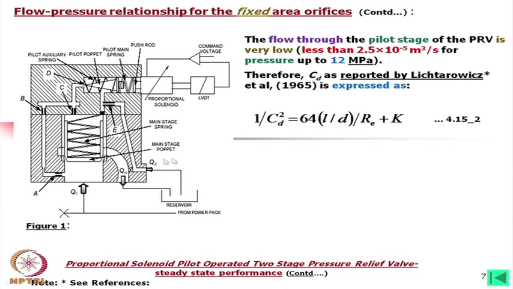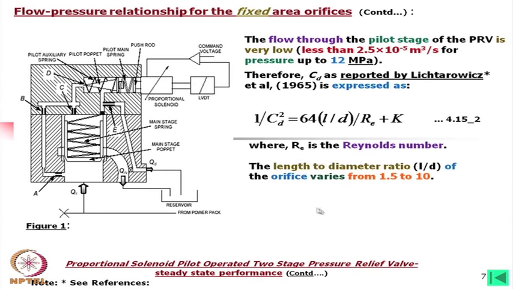L is the length of the orifice, and D is the diameter of the orifice. This is in the range of 0.5 millimeter or even less. RE is the Reynolds number, which we have already known. L by D of the orifice varies from 1.5 to 10. Say D is 0.5 millimeter, then L will be a maximum of 5 millimeter. Whereas, at the minimum, L by D might be 1.5, so 0.5 into 1.5 will be 0.75. So, 0.75 is the length of this orifice, it might be in this range.